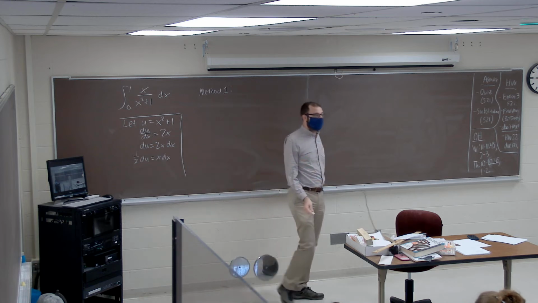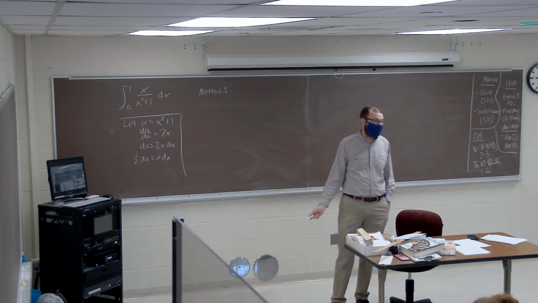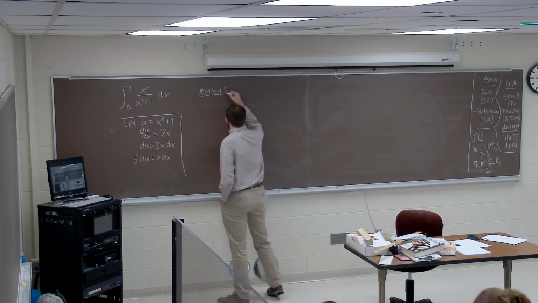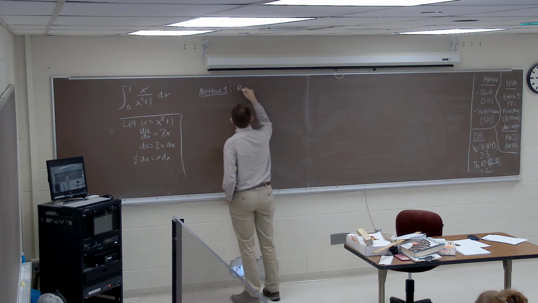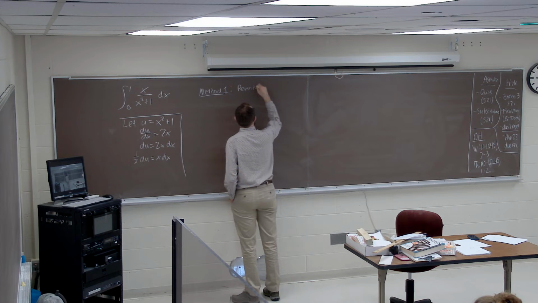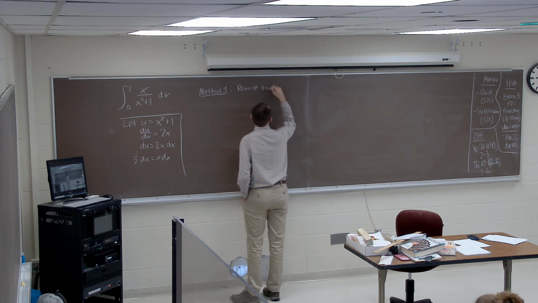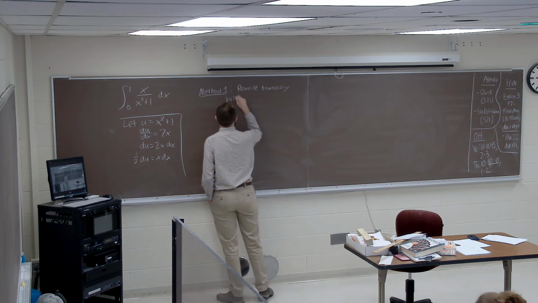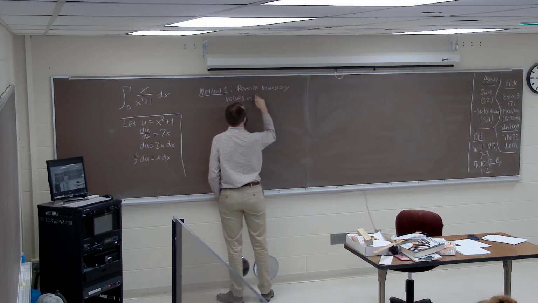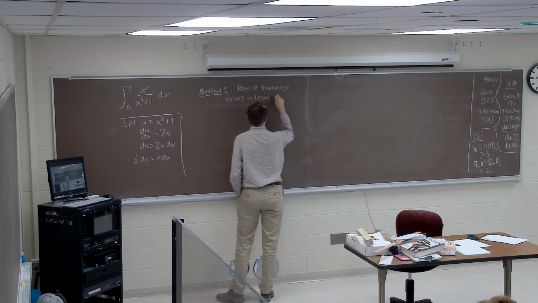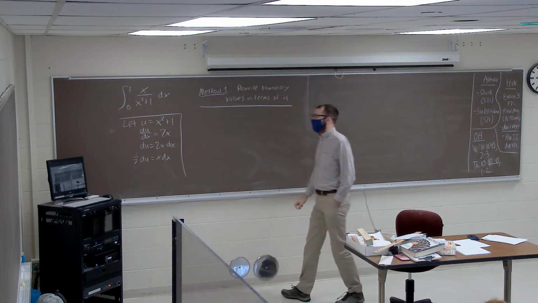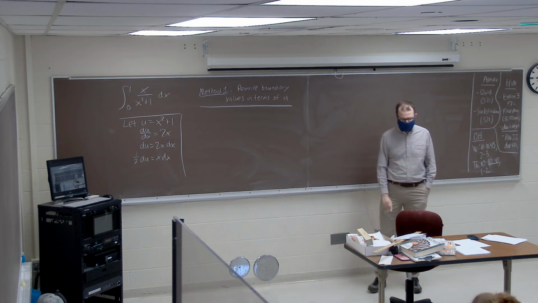I'm going to introduce both to you, and then you're just going to be able to pick which one you want. The first method is going to be to rewrite the boundary values, so the 0 and 1 here, in terms of the variable u instead of in terms of x.